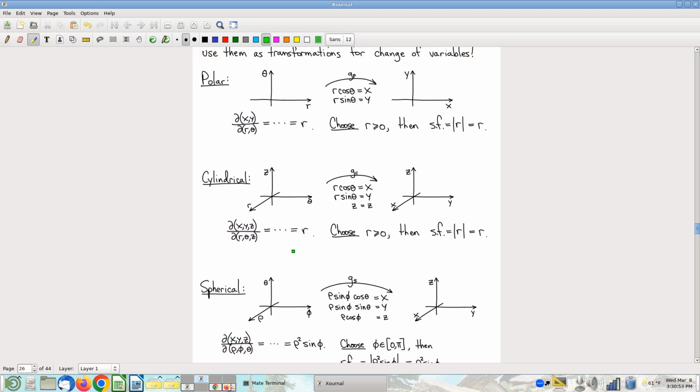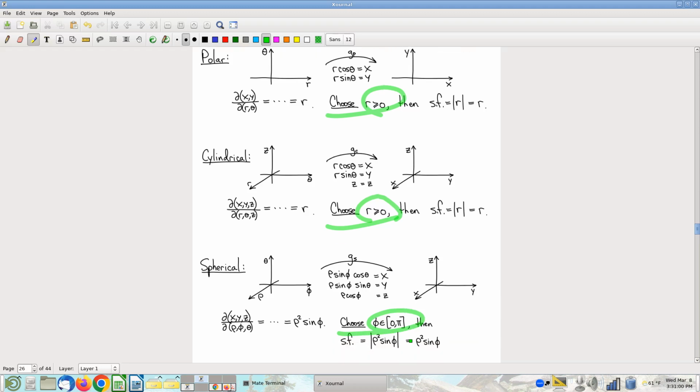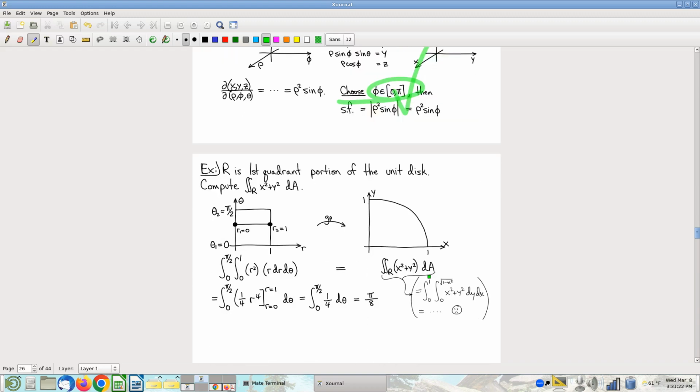And then I also made the observation that if you make certain highly advisable choices, then you can ignore the absolute values. I emphasize these are choices. You don't have to. If you want to leave those absolute values in there to make your life difficult, you can, I suppose. Can't imagine why anyone would want to. So please always choose only non-negative values of r for those coordinate systems, and choose your phis between 0 and pi. And then those absolute values just go away. Okay, so I think that's about where we were, if I remember correctly.